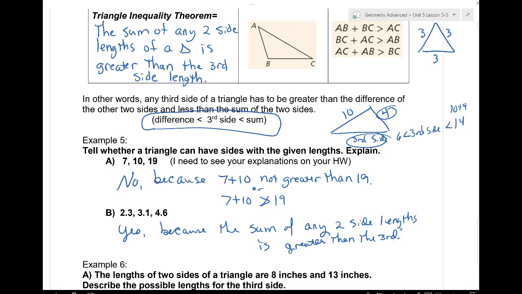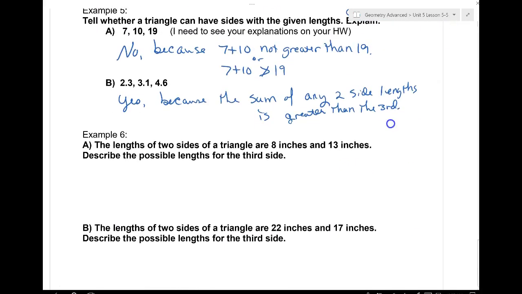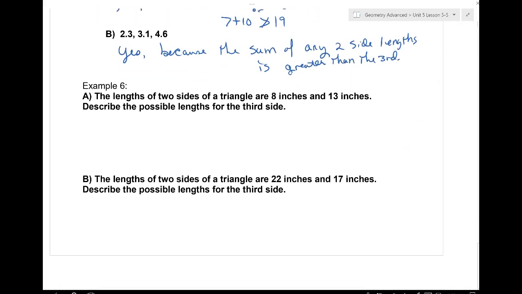Now, you could show me all three pairs doing that, but I think this is the easiest way of doing it. All right, now, here's where you guys need to think. This is where I talked to you about it earlier, so this should be very quick. It says the lengths of two sides of a triangle are 8 inches and 13 inches. Describe the possible lengths of the third side. Guys, what would you do? This is my third side. How would you describe it?